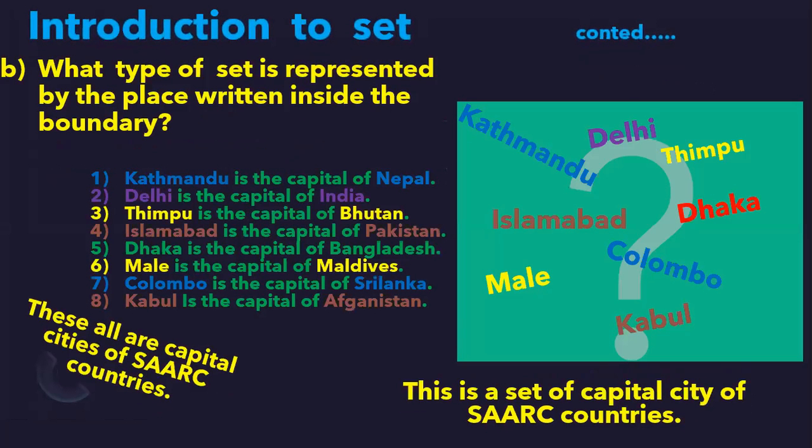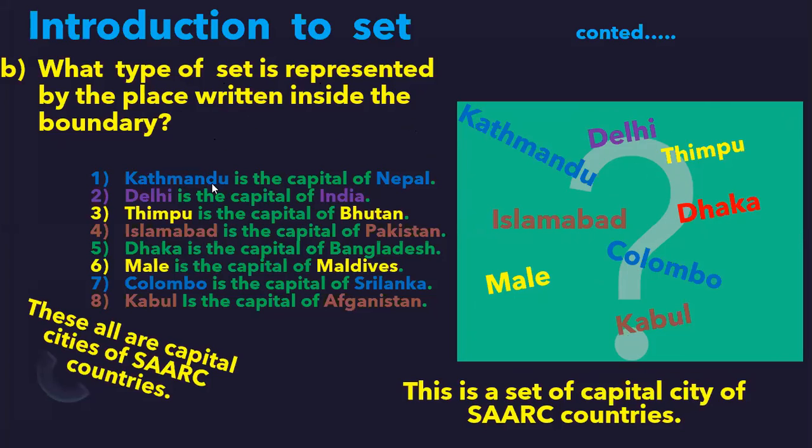Now, let's see another example. What type of set is represented by the places written inside the boundary? Look here. Here is one green boundary. And here are written different names: Kathmandu, Delhi, Thimphu, Islamabad, Dhaka, Colombo, Male, Kabul. Then, what type of set is represented by the places?